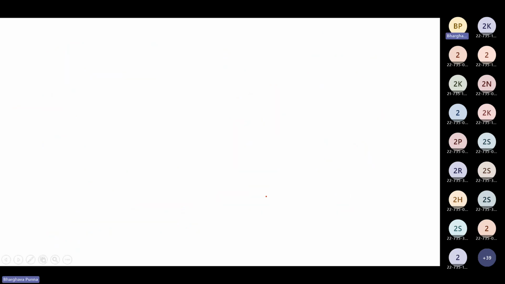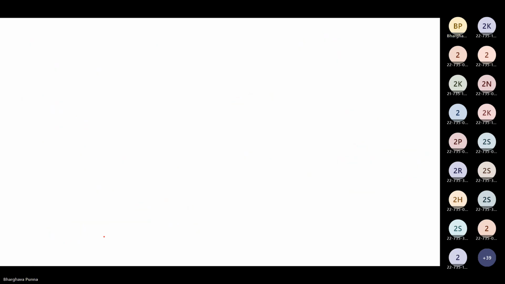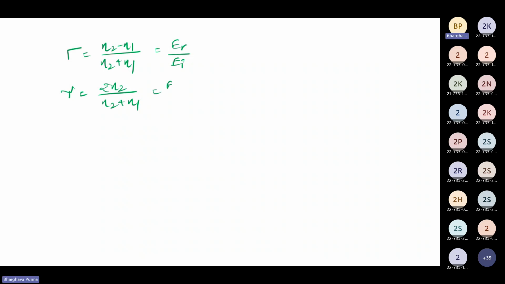So we got 2 equations now. I'm going to write them in the next slide. Reflection coefficient gamma is equal to (eta 2 minus eta 1) by (eta 2 plus eta 1). And tau is equal to 2 eta 2 by (eta 2 plus eta 1). This is indicating Er by Ei, and this is indicating Et by Ei.